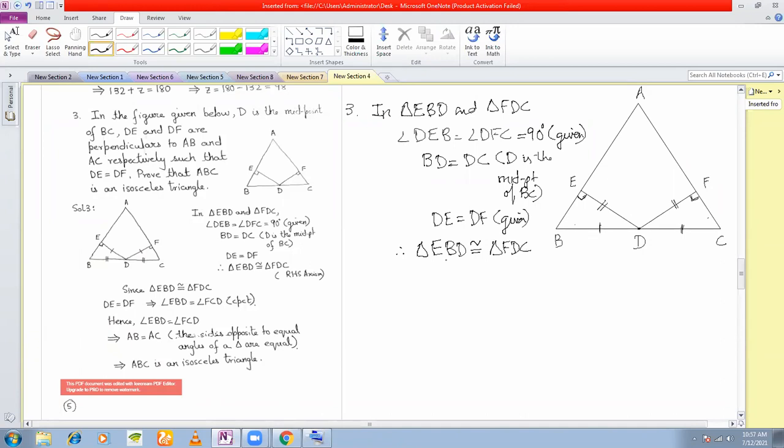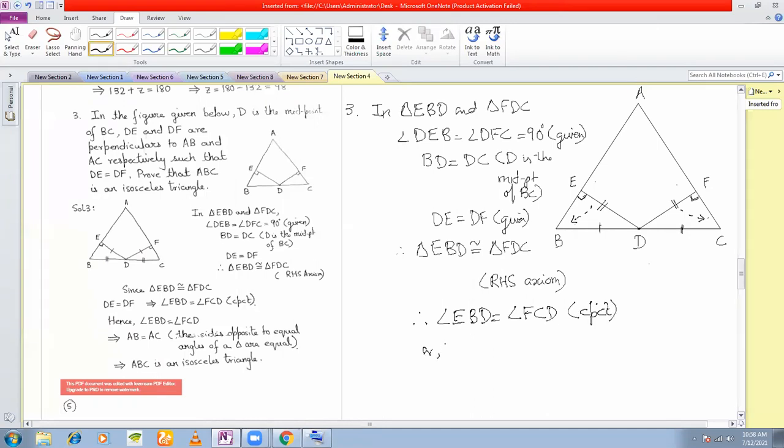Now we see by what axiom have we proved. There's a right angle there, and this is the hypotenuse of the two triangles, and this is one side equal. That means this is by RHS axiom, right? So once we have proved that these two triangles are congruent, we can say that opposite to this side you have this angle, opposite to this side you have this angle. That means we can say angle EBD is equal to angle FCD by CPCT.